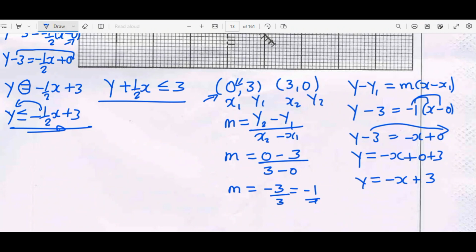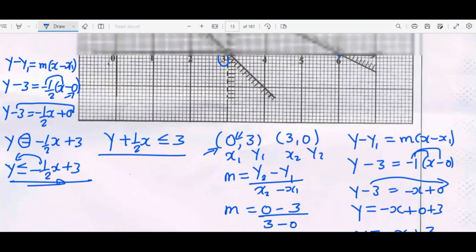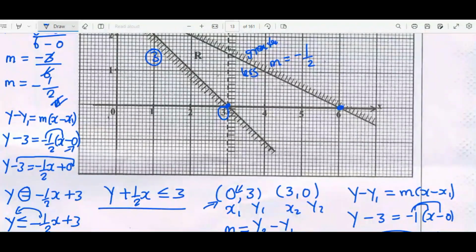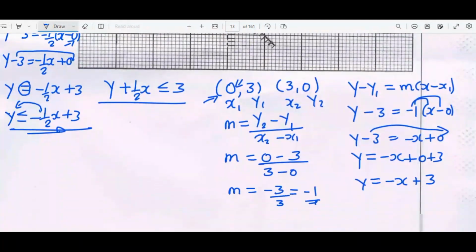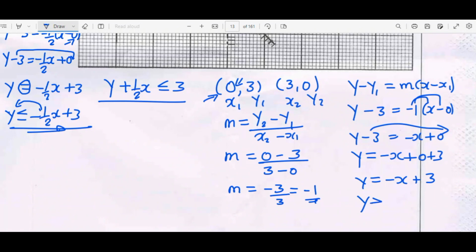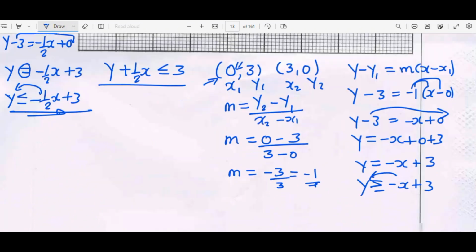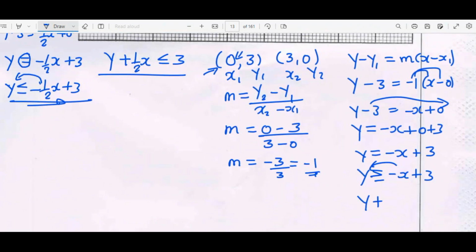But we want the inequality. So we go back. This part is greater and this one is less, so we can see that we need the greater part. So we can now say y is greater than or equal to negative x plus 3. If we want, we can shift this x to the left side, giving us y plus x is greater than or equal to 3 as our final answer. So this is how we can answer a question like this one. That's it for this video. Thanks for watching.